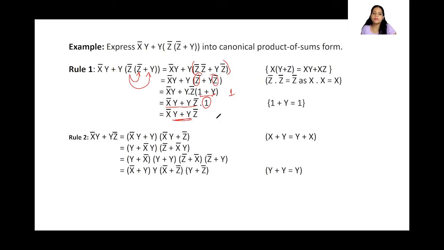So what was the rule number 2? We are going to use the rule. Which rule is that? X plus yz is equals to x plus y and x plus z. This rule we are going to apply on the simplified expression, whatever we get. Right. Now see here carefully.